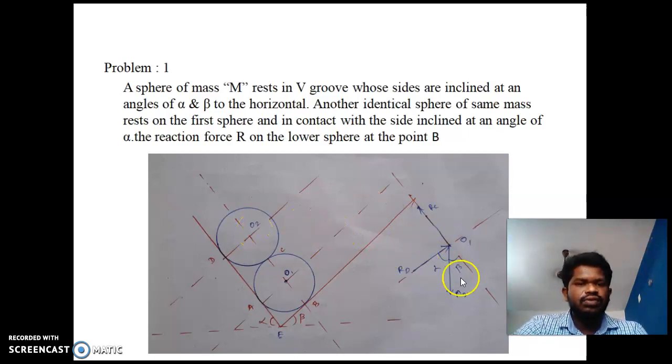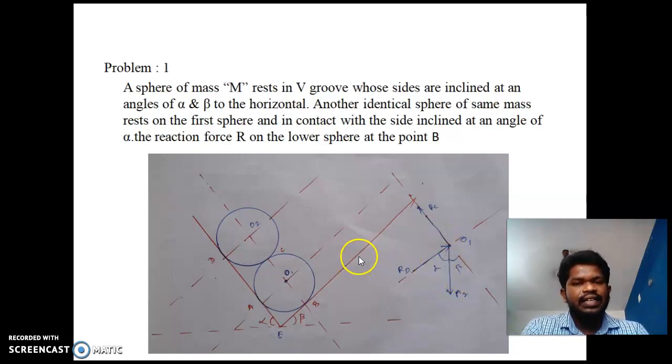The first force, weight force. The weight force acts on the point O2. O2 means the center of sphere 2. So through the center, the weight force acts on the body. The weight force is always vertical.